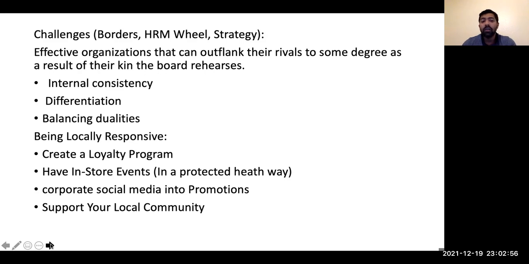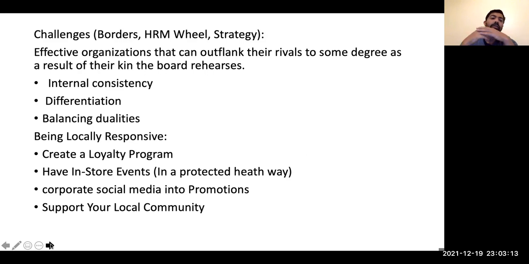For an organization to be successful, it should be consistent about its operation internally. Differentiation is one of the other points, and the balancing dualities.